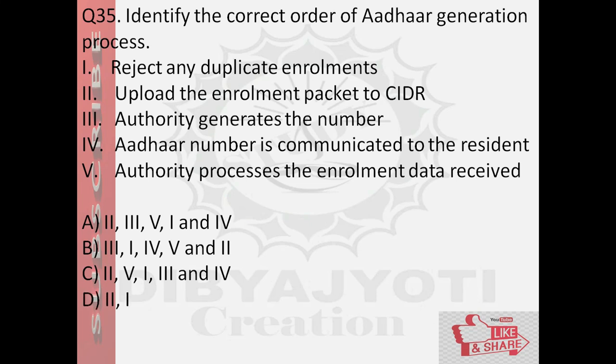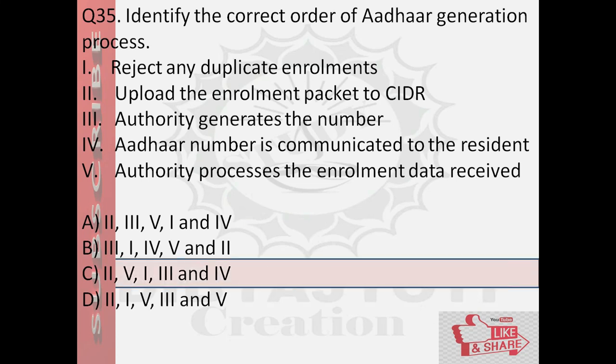And option D, 2, 1, 5, 3, 5. And answer is, upload the enrollment packet to CIDR. Authority process the enrollment data received. Reject any duplicate enrollment. Authority generate the number. Aadhaar number is communicated to the resident. This is the order.